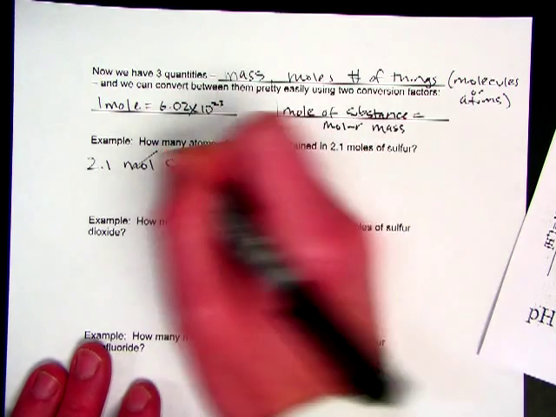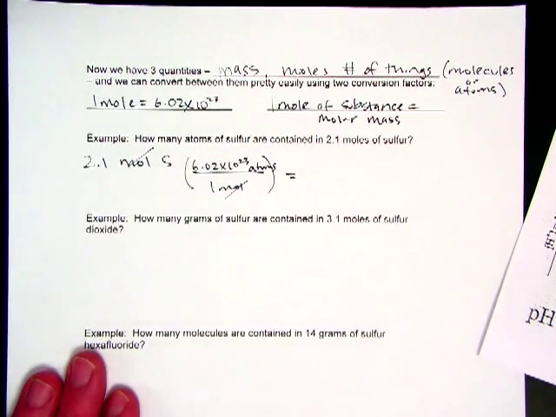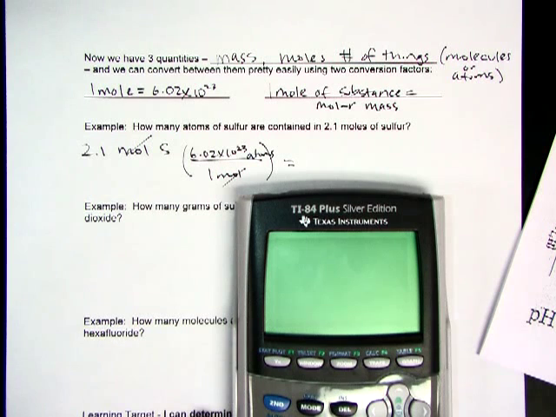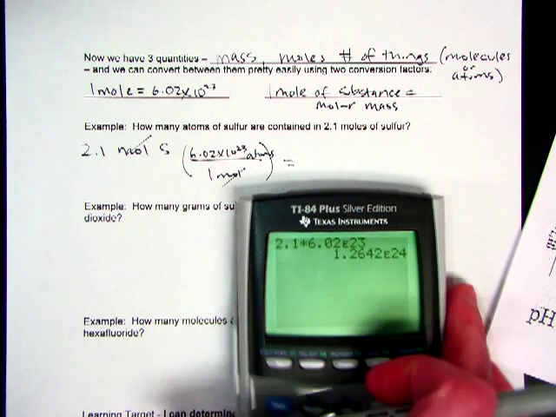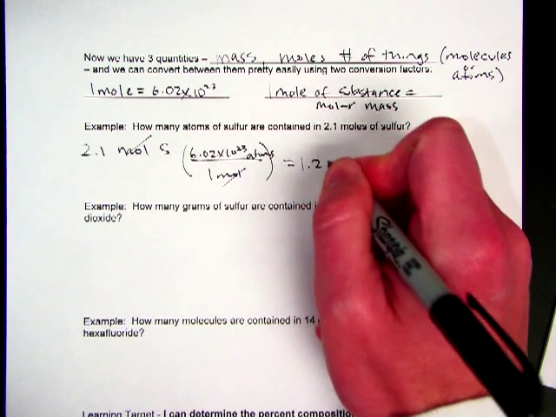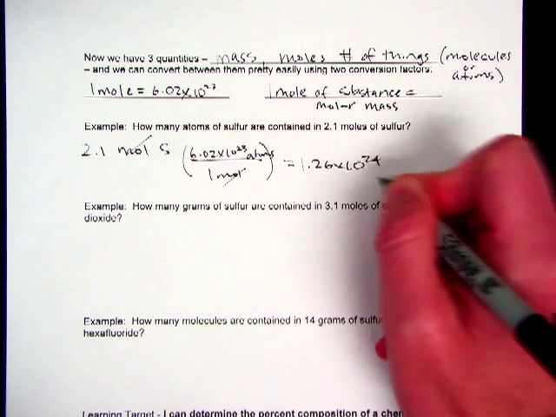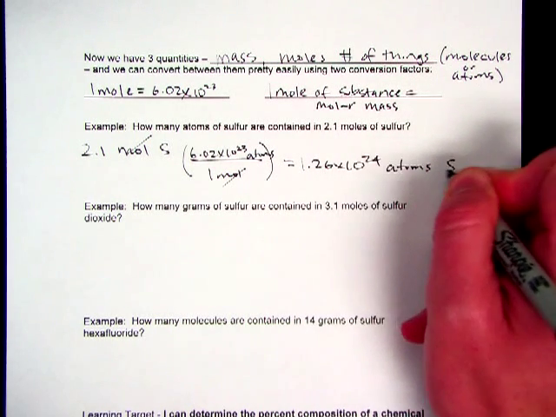Notice moles cancel out, and the math that you do is 2.1 times 6.02 times 10 to the 23rd. I would use your calculator like this and do 2.1 times 6.02 times 10 to the 23rd, and you get 1.26 times 10 to the 24th, and that would be atoms of sulfur for your label.